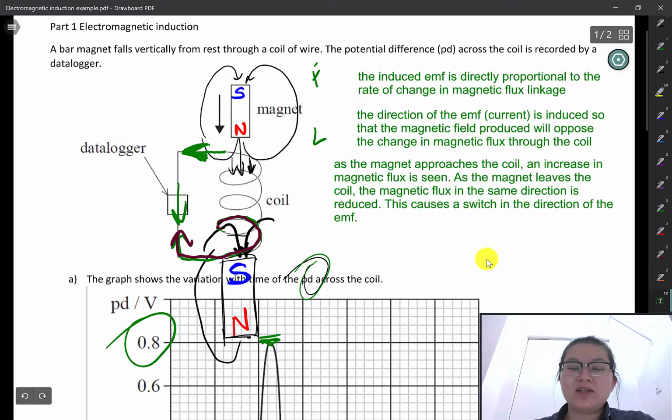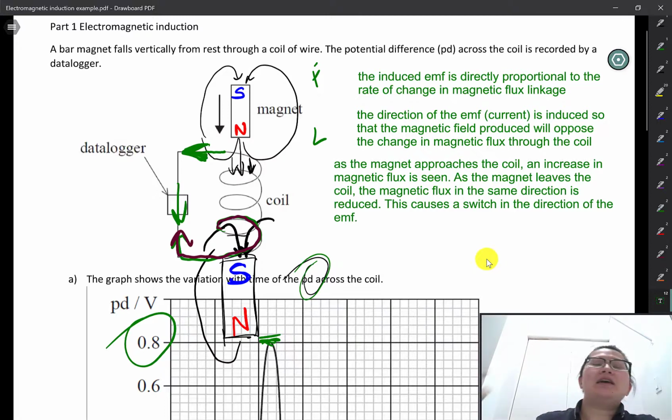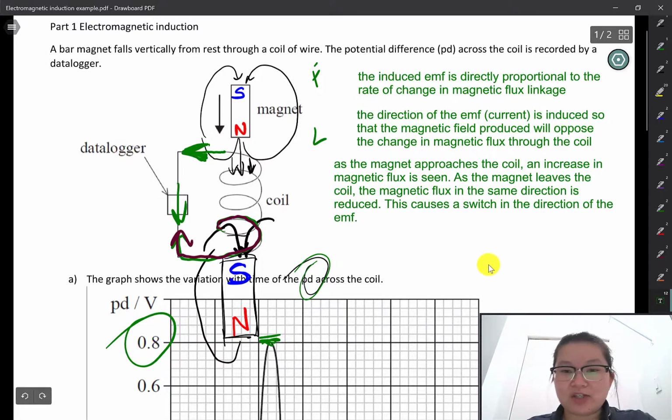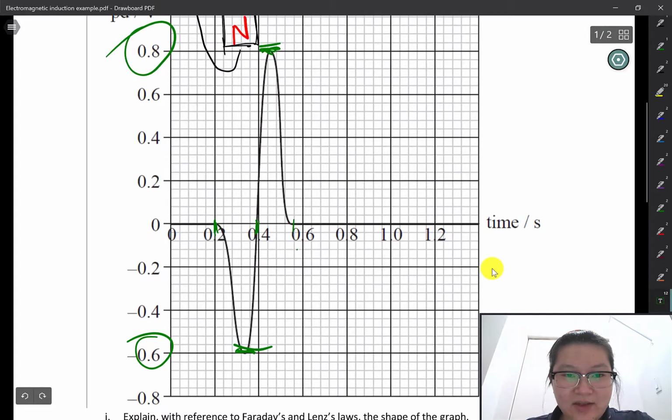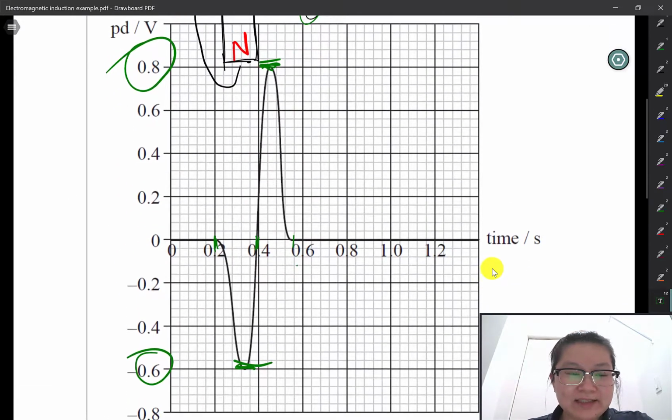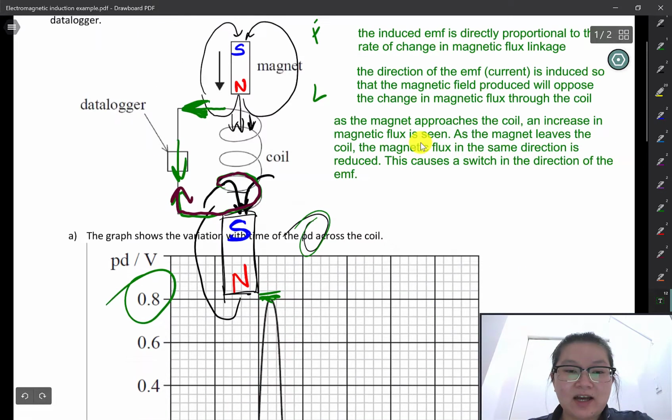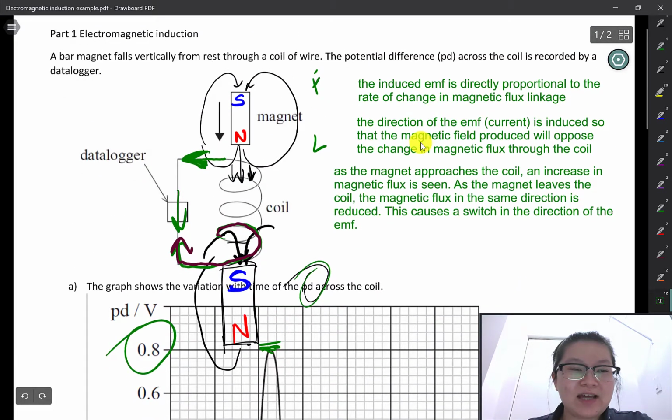So with the increase and decrease, the change that opposes that is going to change. So the direction of the EMF you're going to get will be in the opposite direction. So that's probably going to give you the third point. The next thing we have to talk about is the stark differences in the EMF here. And the one thing you probably notice is that this magnet is going to fall vertically from rest.